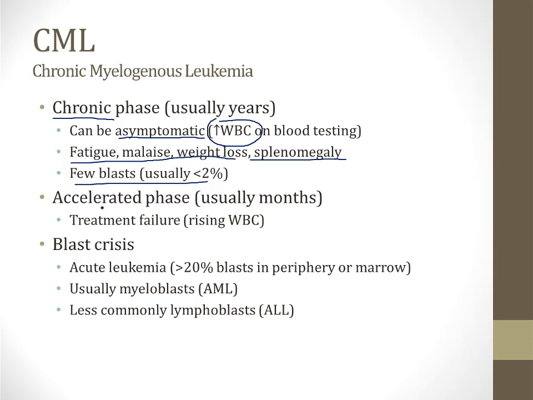After several years, patients can enter what's called an accelerated phase, which usually lasts several months. This phase is characterized by treatment failure and a rising white blood cell count despite therapy. The accelerated phase can then progress to what's known as a blast crisis. This is where the chronic leukemia converts to an acute leukemia, and there are more than 20% blasts found in the peripheral blood smear or in the bone marrow. Usually the blasts are myeloblasts, and thus the blast crisis is a version of acute myelogenous leukemia. Less commonly, the blasts are lymphoblasts, and the patients develop an ALL.